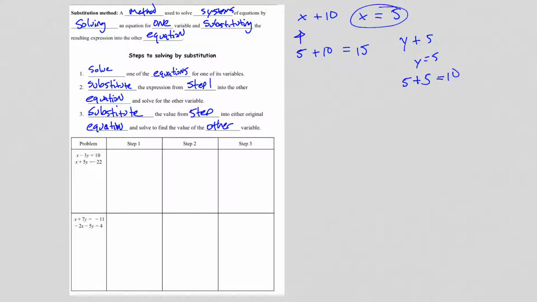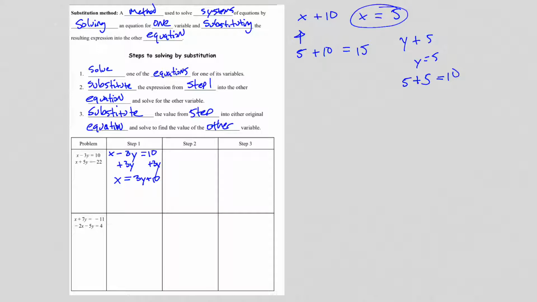So let's do some examples now. If I have x minus 3y equals 10 and x plus 5y is equal to negative 22, the first thing I can do is solve for x in the first equation. One easy way to do that is to add 3y to both sides. That'll make x equal to 3y plus 10.